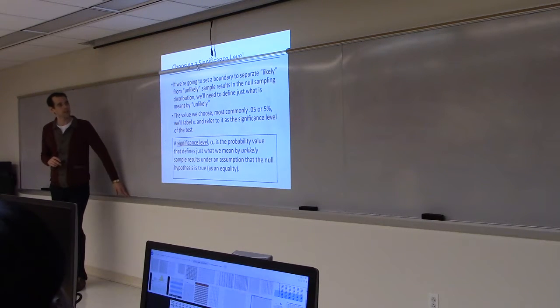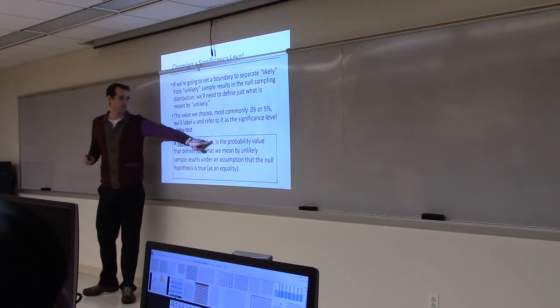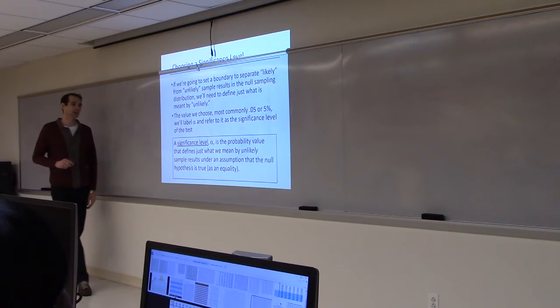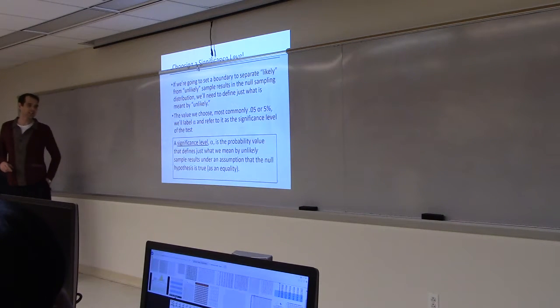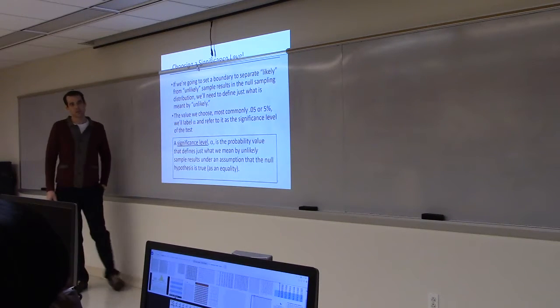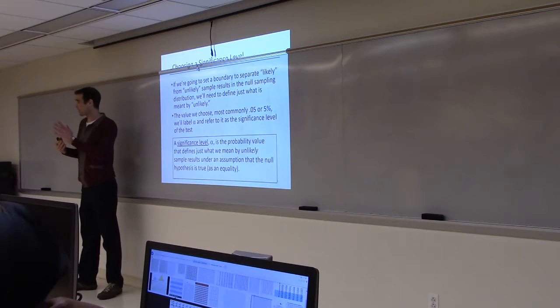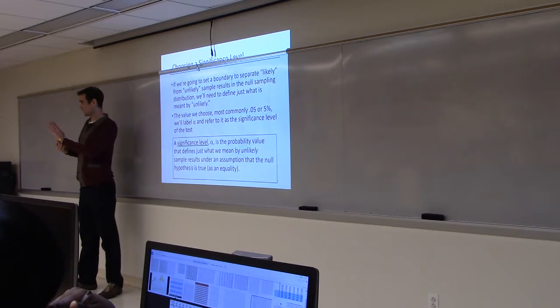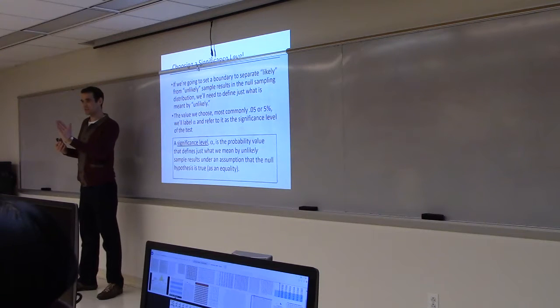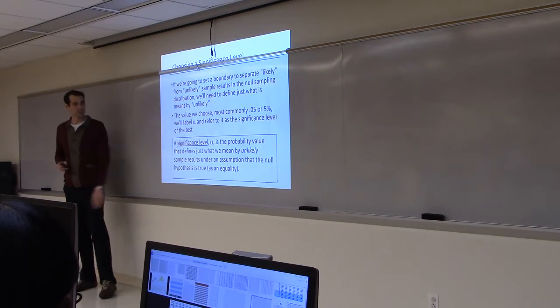All right, so, significance level. Significance level, denoted by this little squiggly sign, is the probability that defines just what we mean by unlikely sample results under the assumption that the null hypothesis is true. So if our significance level is 5%, we're going to believe anything that is more likely than 5%. But if it's less likely than 5%, that's our cutoff for what we're willing to believe, the unlikely stuff we're willing to believe. Significance level.